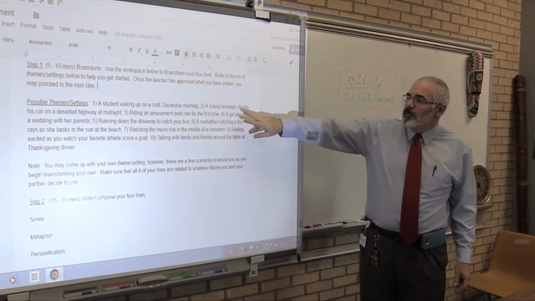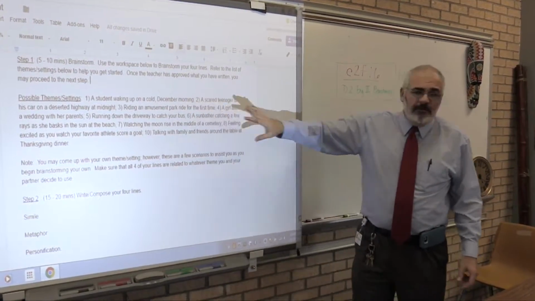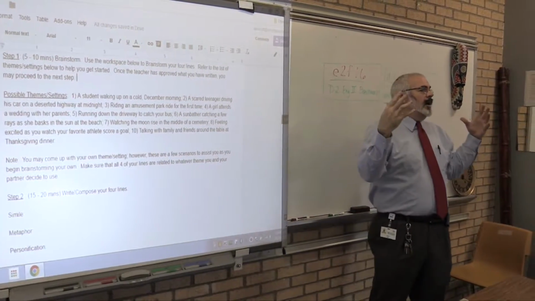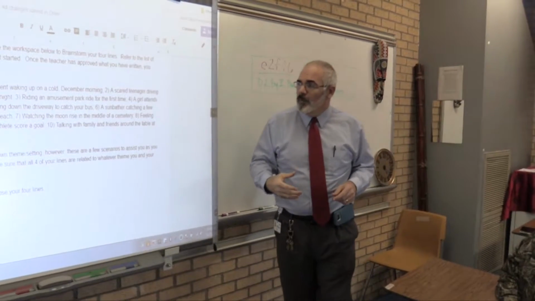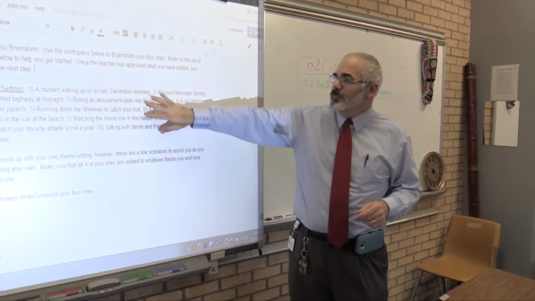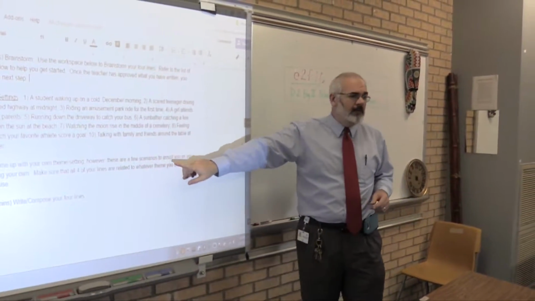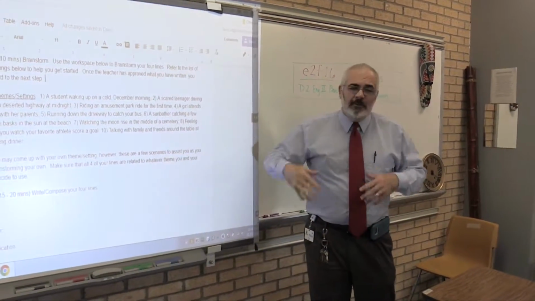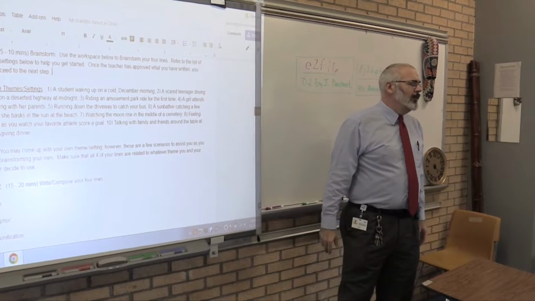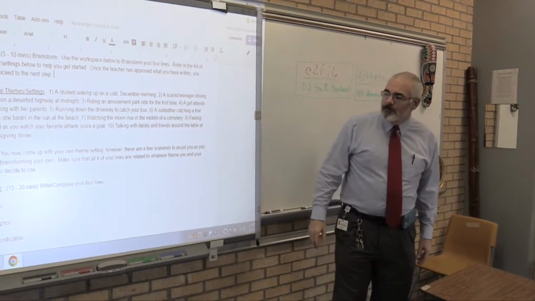Now, I want all of your lines to flow together. They should all be connected to a theme or a setting, and I'll explain that to you a little bit more in just a moment. But here are some possible themes that you can use. You do not have to use one of these, but they are there for you to use. Step 2, you're going to actually write and compose your lines. This should take you about 15 to 20 minutes.